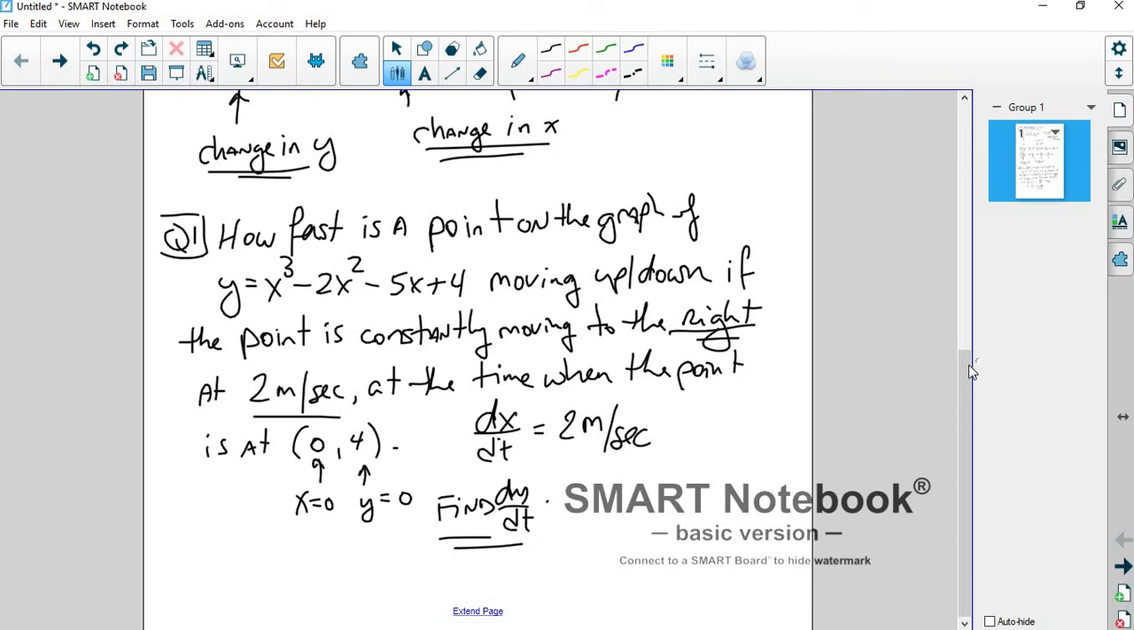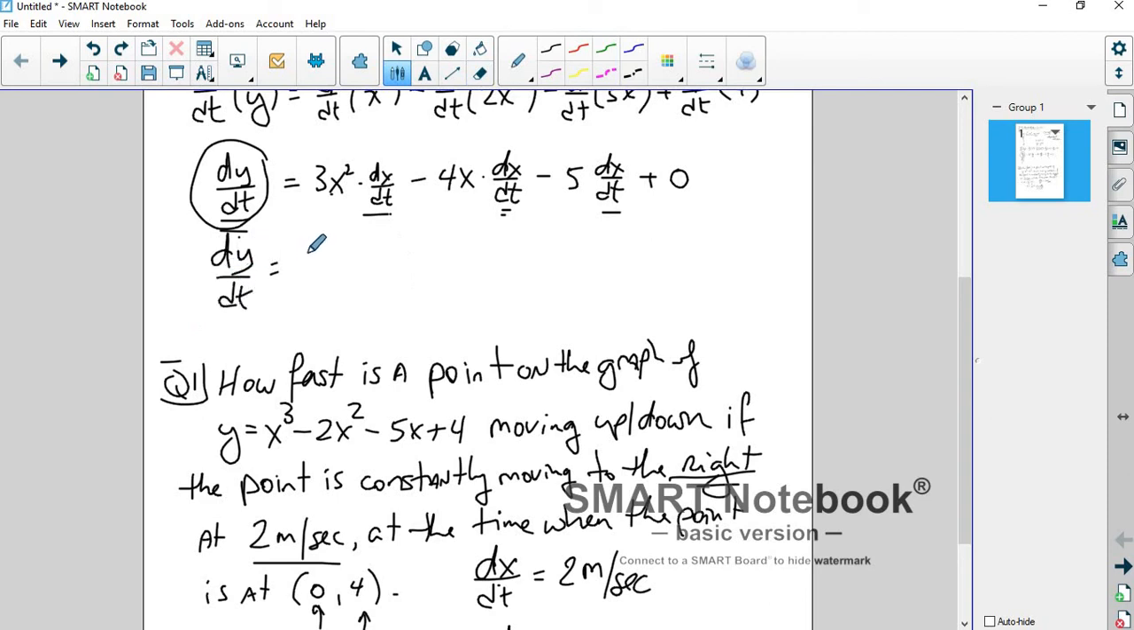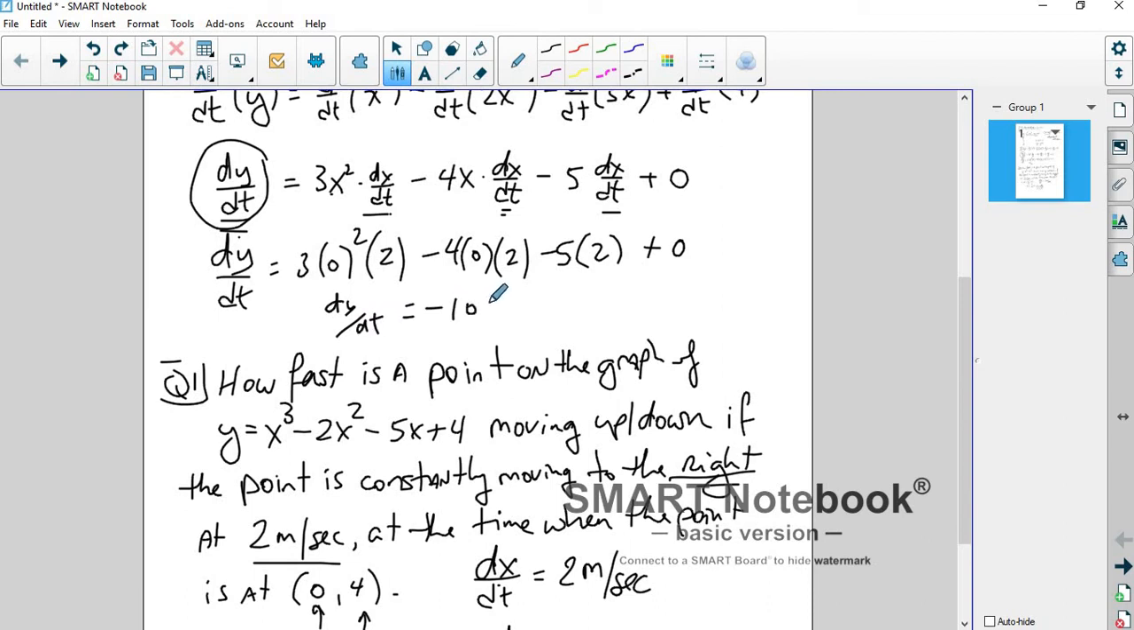So we come back up here to this equation and plug in for all these variables. We plug in for dx/dt and x, and we figure out what's going on there. Wiping these out will make it easier. dy/dt is 3 times 0 squared times 2, minus 4 times 0 times 2, minus 5 times 2, plus 0. So we get 0, 0, minus 10, and 0, and so dy/dt is negative 10 meters per second.